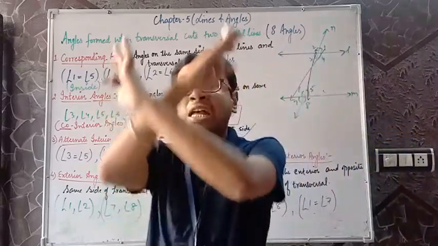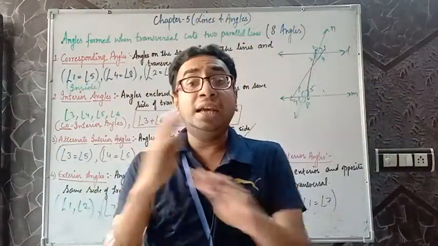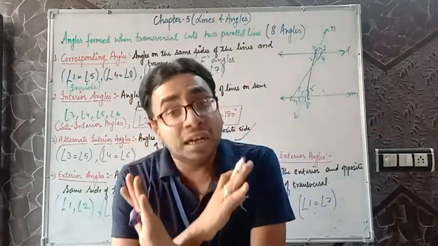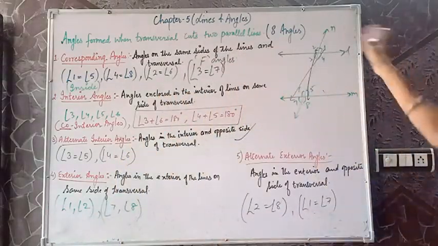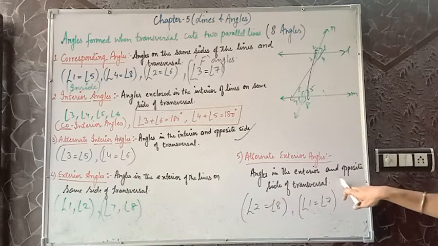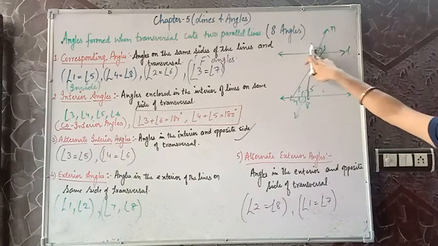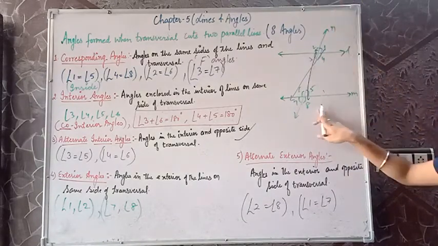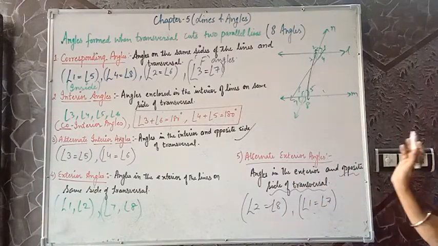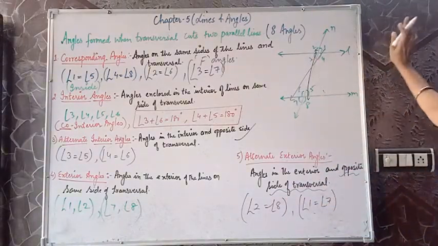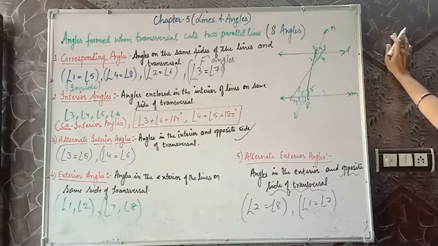Again a cross, but this cross will be outside. Earlier interior, that is why alternate interior angles, now alternate exterior angles. See, opposite sides of the transversal. Very important. This is on one side, 8 is on another side. That is why opposite sides of the transversal. But exterior angles on the same side. Clear? Any doubt anyone is having?